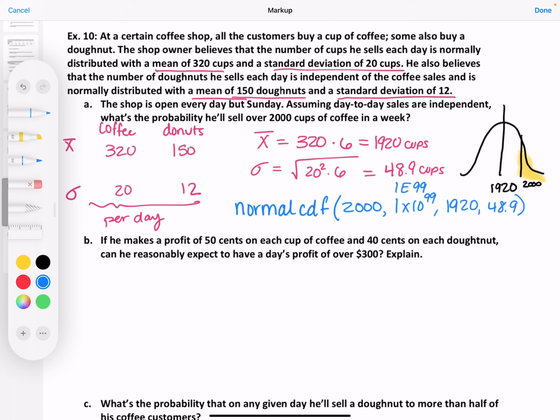So isn't that where you want your minimum to be the 2,000, right? Yeah. Then the maximum is the weird, really high, ridiculous number. Yes. How do you get to normal CDF again? Second stat. I don't know. Second vars. It's close to second stat. Okay. So the lower is 2,000. Boom. Wait. What is that number? 1 times 10 to the 99.